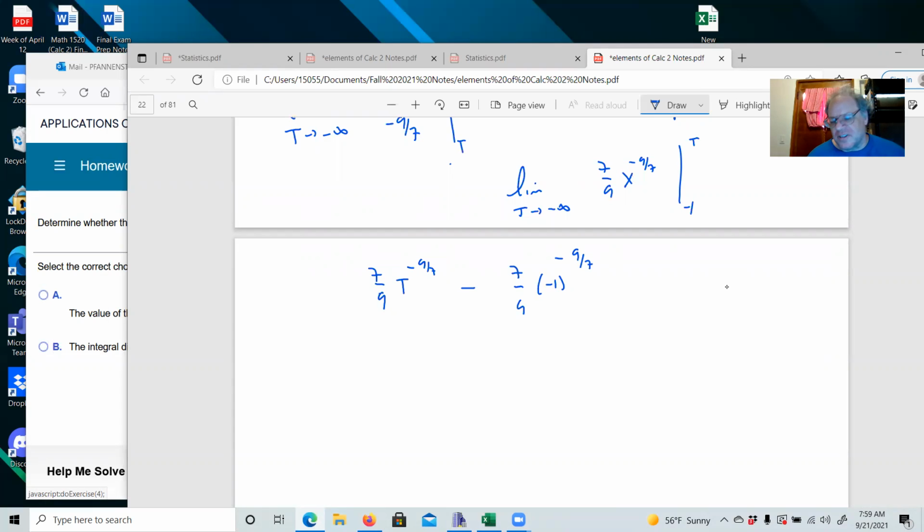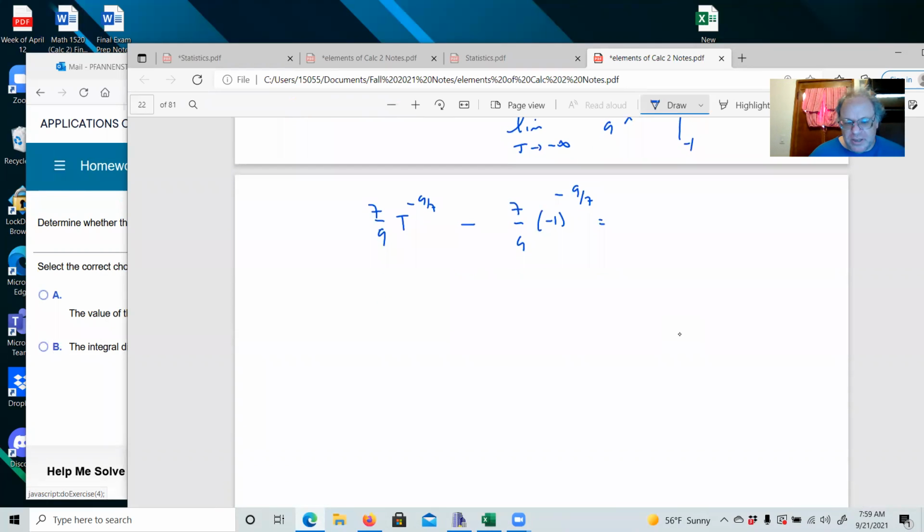This is a little bit hard to evaluate, so we're going to use a little bit of algebra here. There's a 7/9 in those places, isn't there? So what we're going to have is the limit as t goes to negative infinity, and this is 1 over t to the 9/7. That's what this means. And then minus -1 to the 9/7.